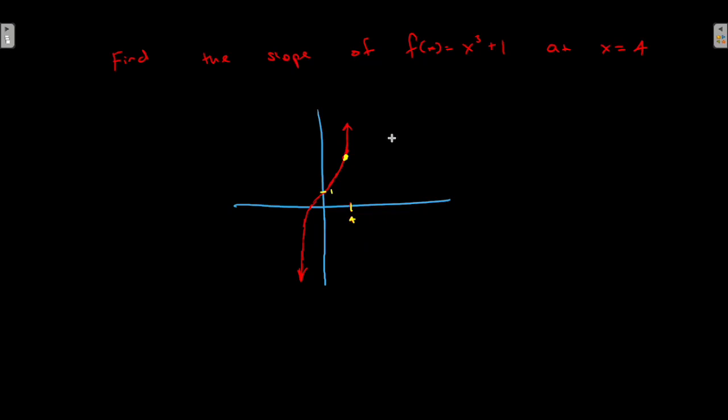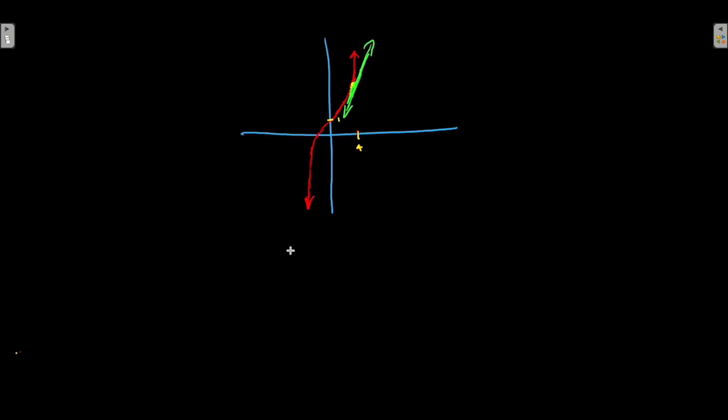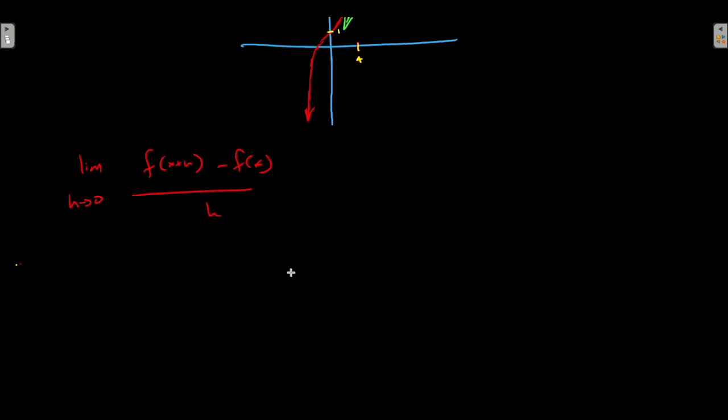All right, this next question is asking us to find the slope of f of x equals x cubed plus 1 at x equal to 4. So here I can draw my tangent line. This is at x equal to 4, and we want to find the slope of the tangent. So I can use the formal definition of a limit again. Limit as h approaches 0. Right, and then we know what f of x is, so we can just plug all of this in.